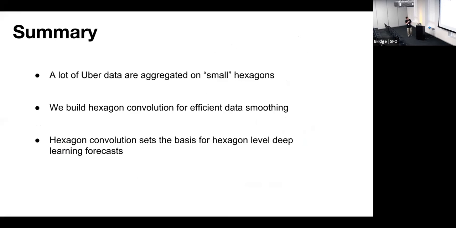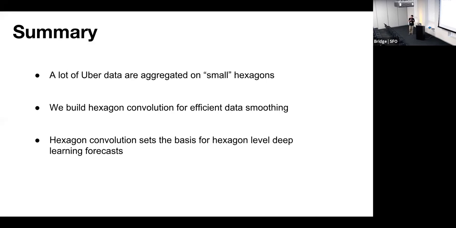With that, let me briefly summarize the talk. At Uber, we built H3, a Hexagon aggregation of Uber business data. We have data aggregated at the Hexagon level, and we also use small Hexagons, which means we're going to have some busy Hexagons and some non-busy Hexagons. Data sparsity can become an issue for making solid, stable decisions. That's why we need a lot of data smoothing algorithms.